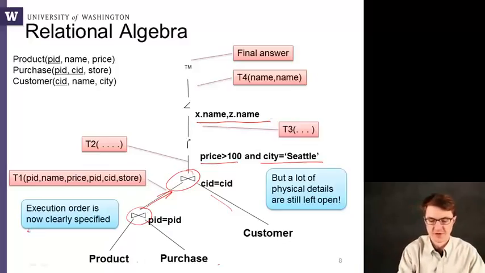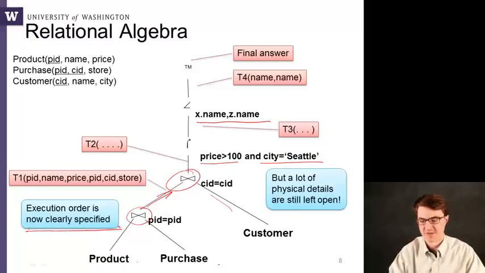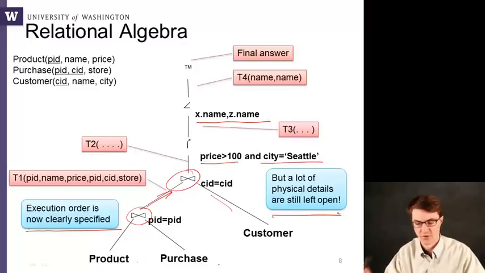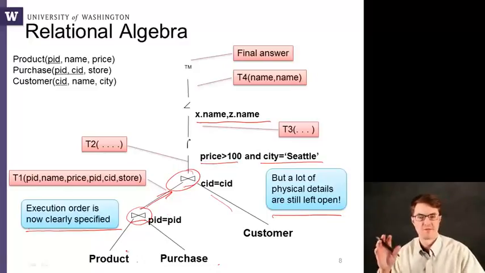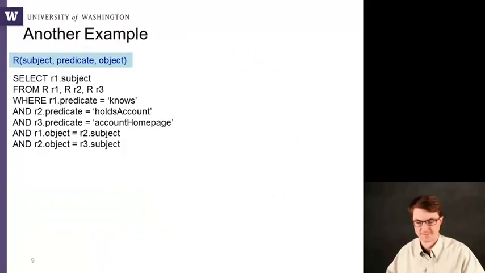So the point here is that the execution order is now clearly specified, but a lot of physical details are still left open. This is a very high-level indication of what's going on. Order of operations is clear, but that's about it. We don't know how we're going to do the join exactly, and there are multiple ways you can do it. I've indicated that for every record in product, we're going to look up a corresponding record in purchase, but we haven't said precisely what that means. I'll give an example of this in a second.